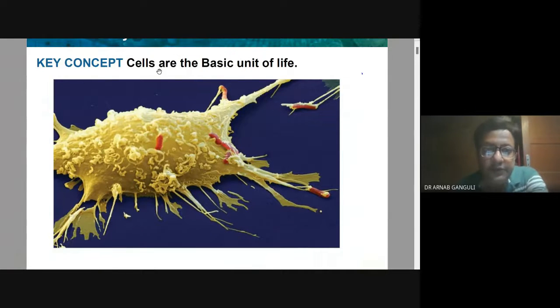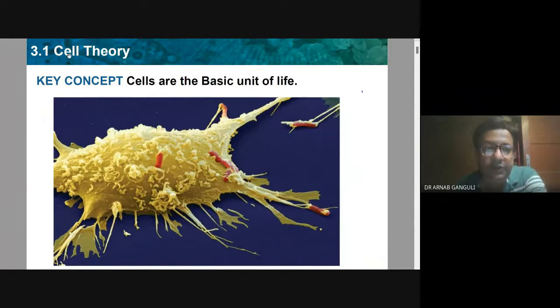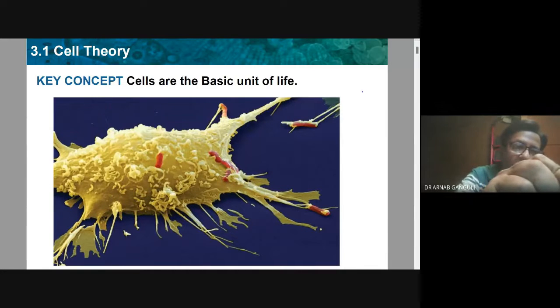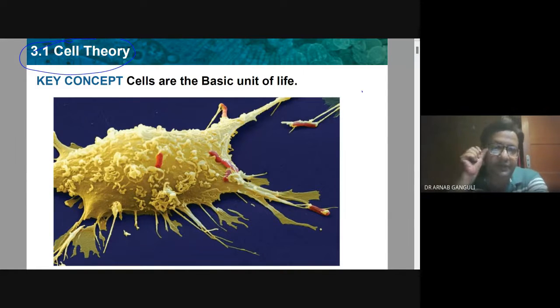Okay. So what is the key concept of this cell theory? So we are talking about this thing called cell theory. The key concept is that the cell is the basic unit of life. What do you mean by cell? What is cell theory? The gist is it is the basic unit of life.